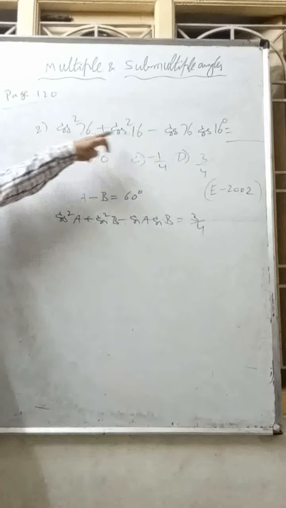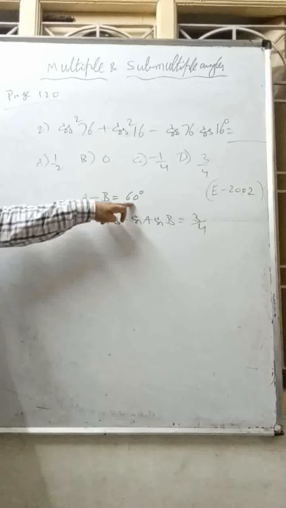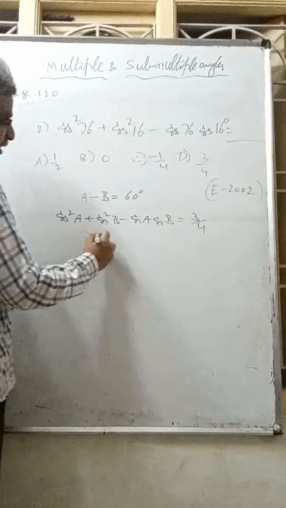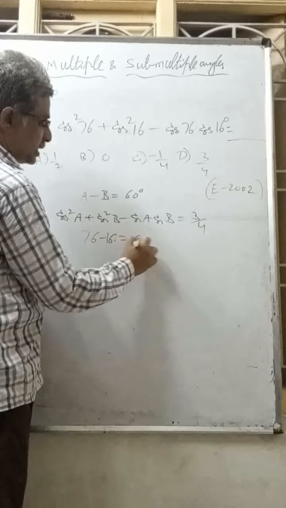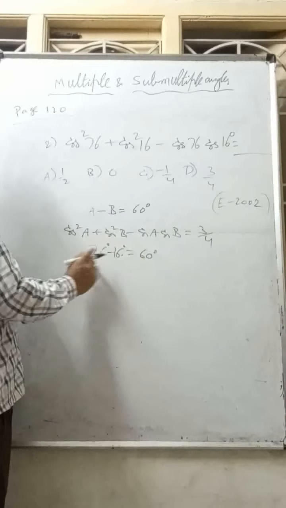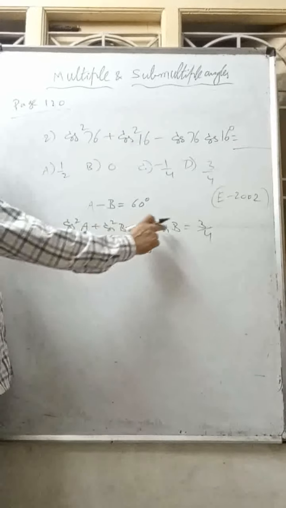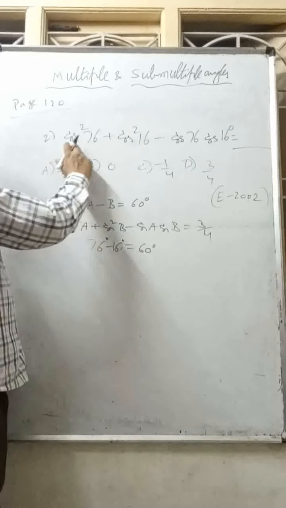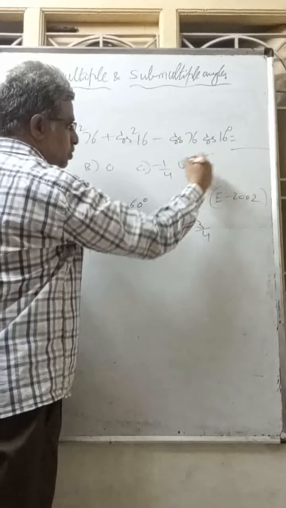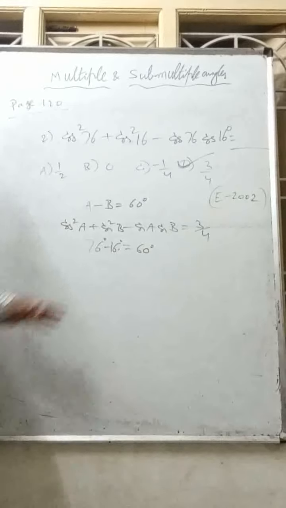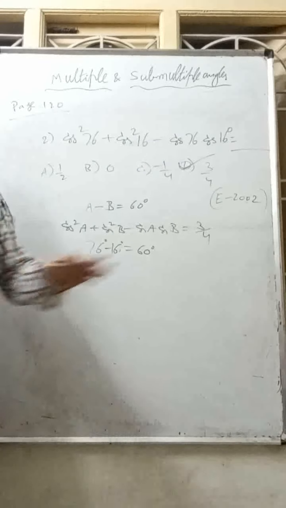See, 76 minus 16, 60 only. So A minus B, 76 minus 16 equal to 60 degrees only. Means A minus B equal to 60. Means I can use this result. So cos square A plus cos square B minus cos A cos B is 3 by 4. So our answer is option D.